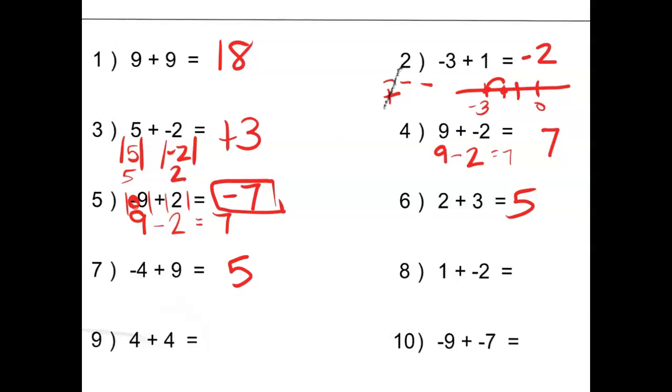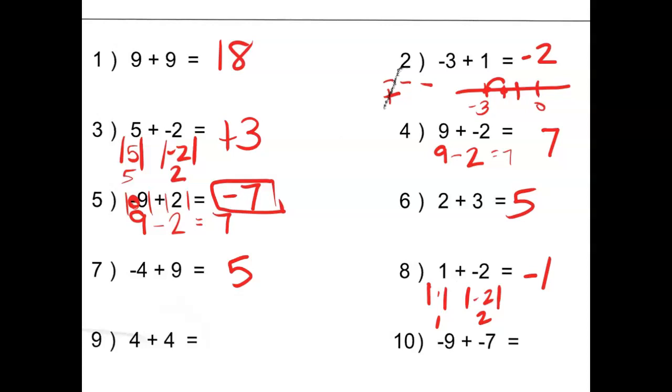Number 8, we have 1 plus -2. We have the absolute value of 1 is 1, and the absolute value of -2 is 2. So we have 1 and 2. The difference is 1, and the number with the greater absolute value is 2. 2 is greater than 1, the absolute value. So I look at the sign that's inside those absolute value lines, and it's negative. So my answer is -1.